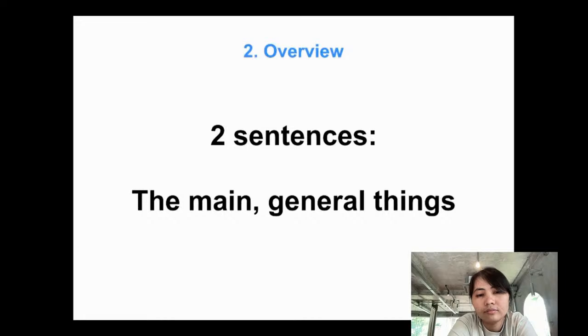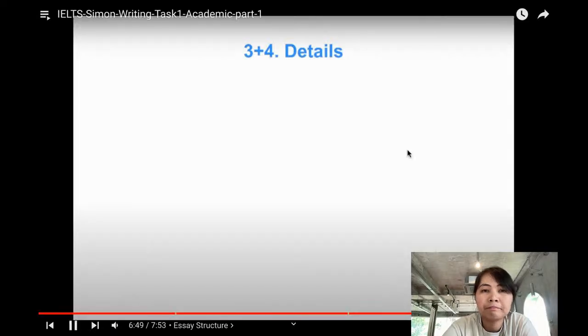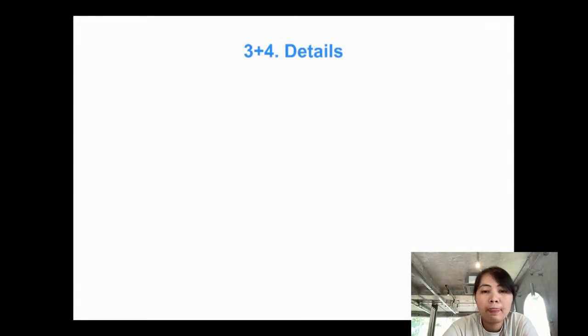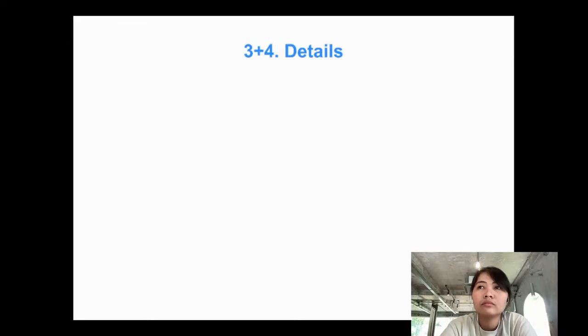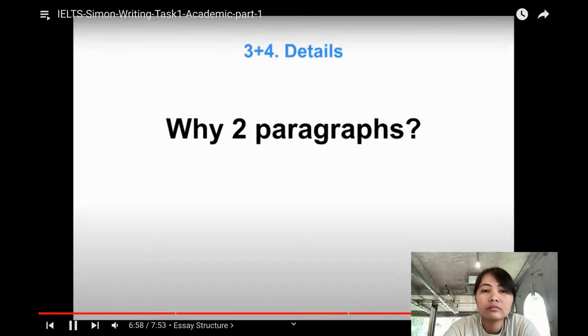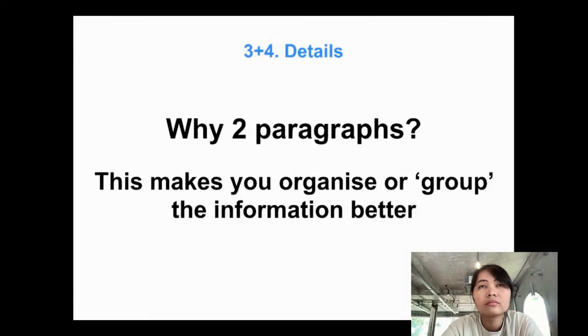Then finally, we have 2 paragraphs about the details. This is where you include numbers and you do your comparisons, you're describing trends if there are trends shown. Sometimes people ask me, why do we need 2 paragraphs? Well, the simple answer is this makes you organize or group the information better.